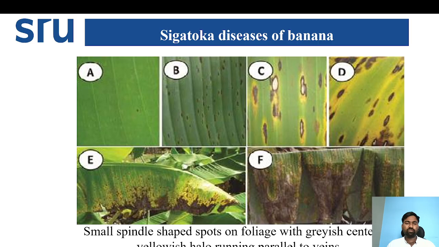Here you can see the picture representing the different types of symptoms of banana Sigatoka disease. The first symptom is development of small black specks. Then in the picture you can clearly see spindle-shaped spots with a grayish center surrounded by a yellow zone or yellow halo, running parallel to the veins. Then all these parts merge together, giving a scorching or burning effect, a blighted appearance. In the last picture, you can see a complete blighting appearance of the infected leaf. Sometimes the infection may be confused with potassium deficiency, because that will also cause marginal necrosis or marginal scorching effect.